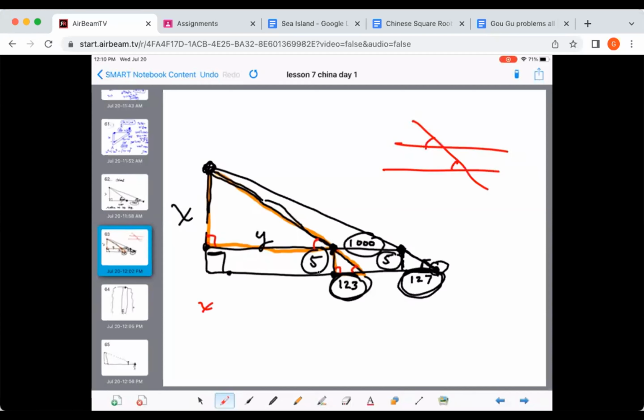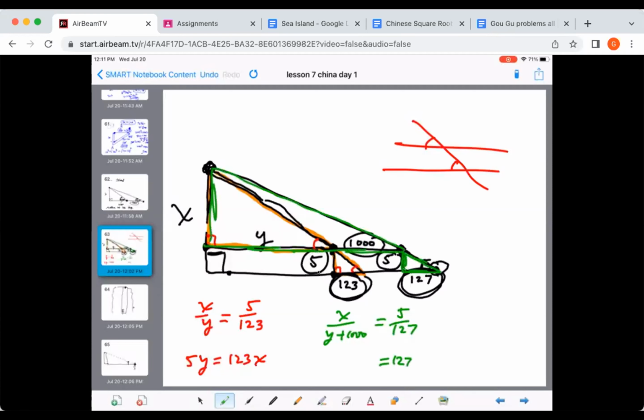So we can say x over y is equal to 5 over 123, which I'm going to turn into 5y equals 123x. Now, there is another pair of similar triangles. The 5 and 127 triangle is similar to this green triangle. And that creates the proportion x over y plus 1,000 is equal to 5 over 127, or 127x equals 5y plus 5,000.